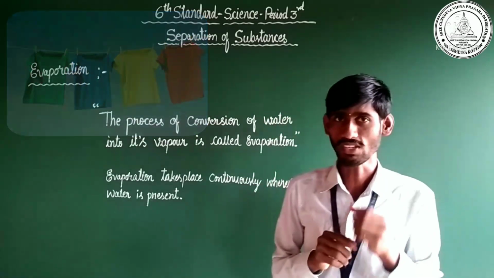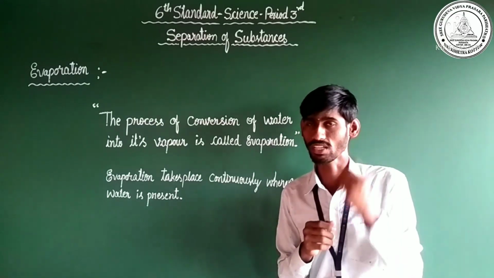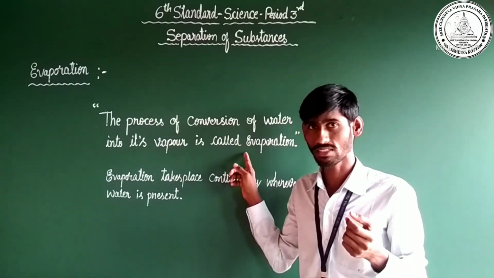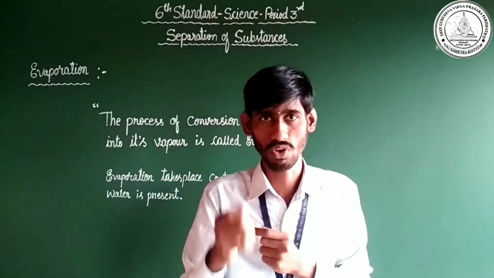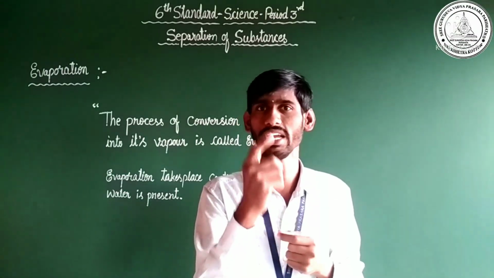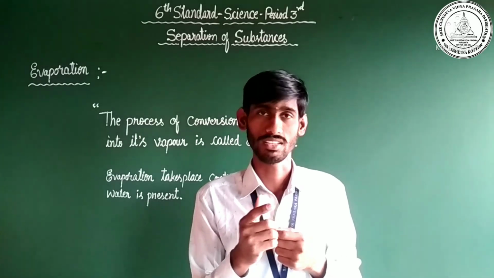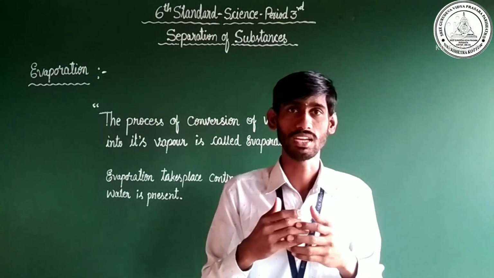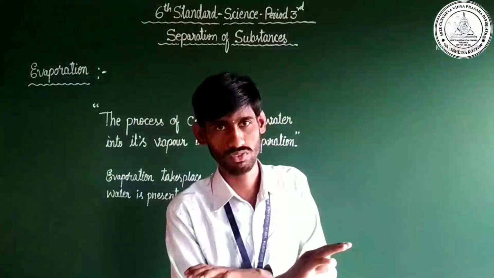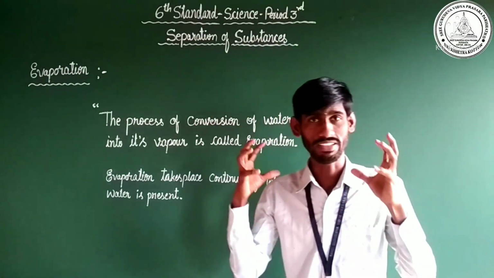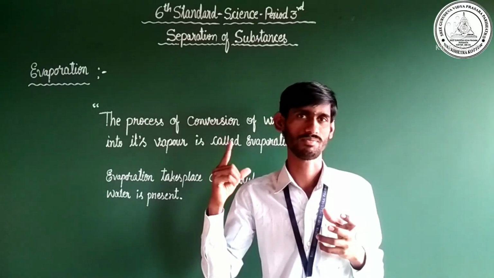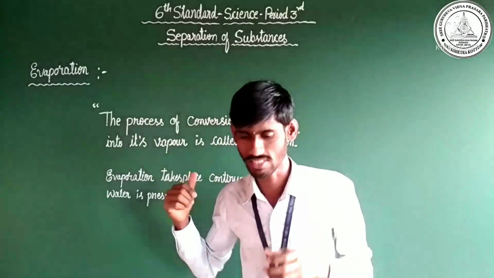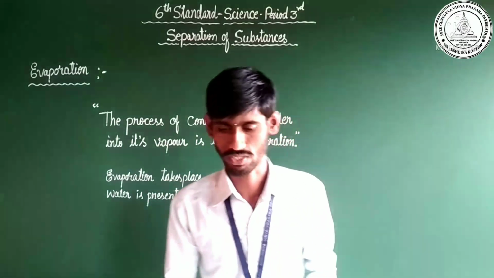Okay, dear children, we have just learned one important thing. Evaporation takes place continuously. If the evaporation process is going on, what do we need? We need heat, isn't it? Without the help of heat, the evaporation process is not possible. So when the heat increases, the evaporation process increases. Okay, dear children, this is the explanation about evaporation.